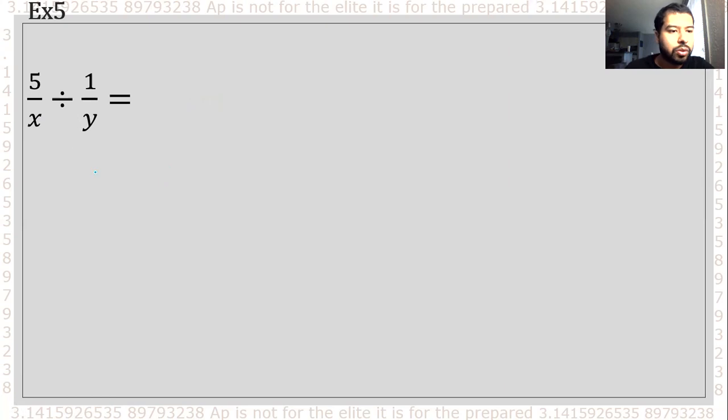Okay, so I've got 5 over x, and now I have division of this fraction right here. So it's going to be the same thing as multiplying by the reciprocal, right? So it's the same thing as saying y over 1, and this will give me 5y over x as my solution. And none of this is like terms, so we can leave it as it is. Okay, so this is pretty much how to multiply and divide fractions. Hopefully it wasn't too bad.